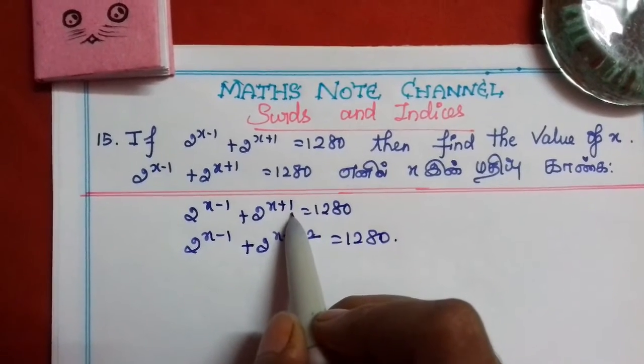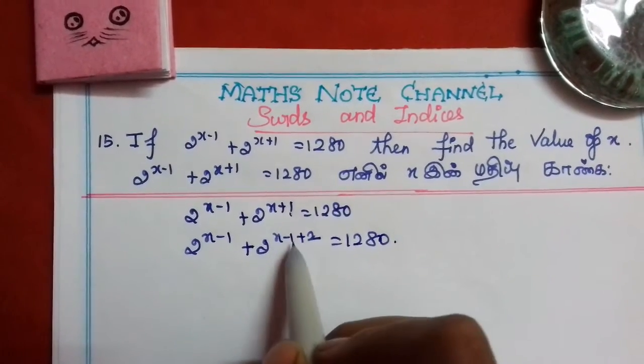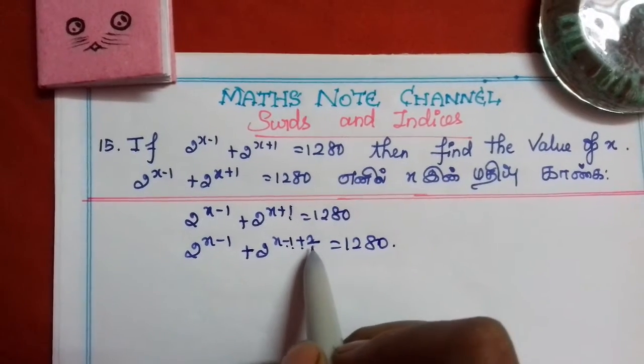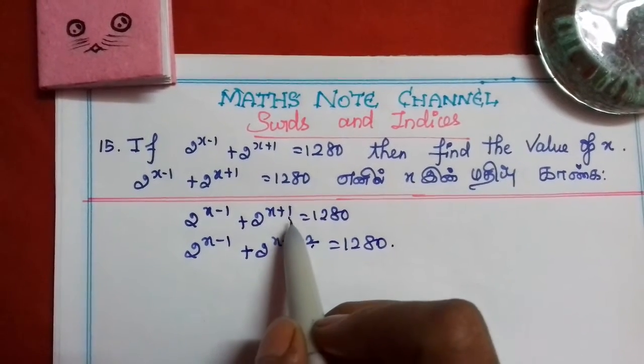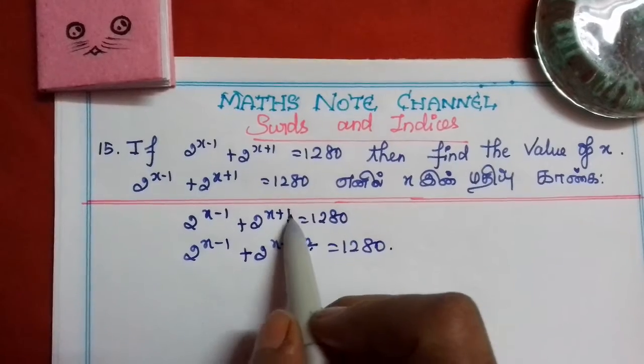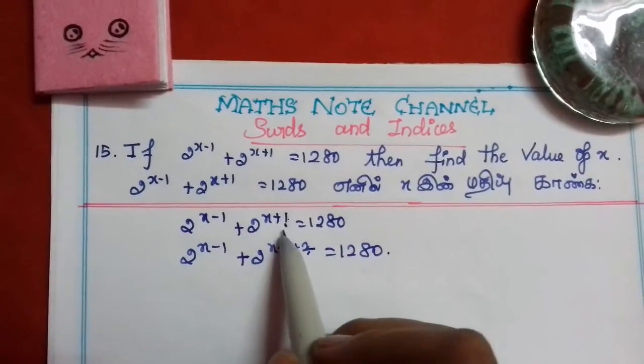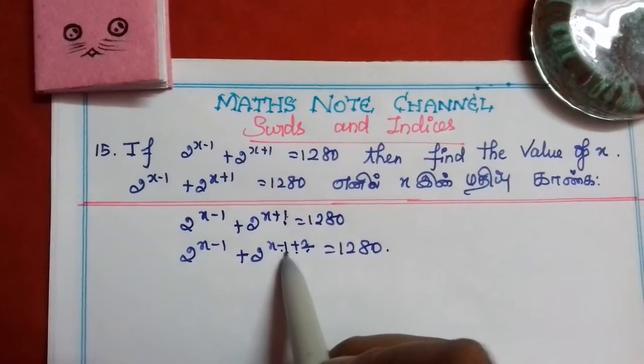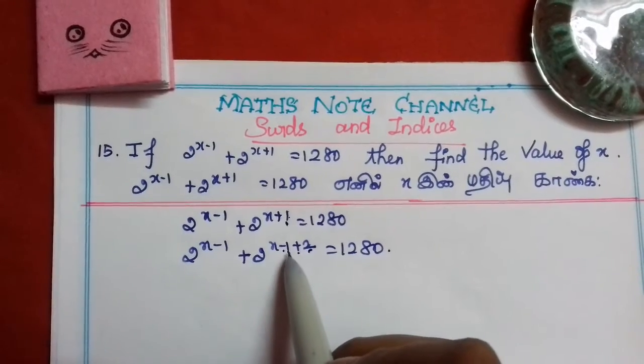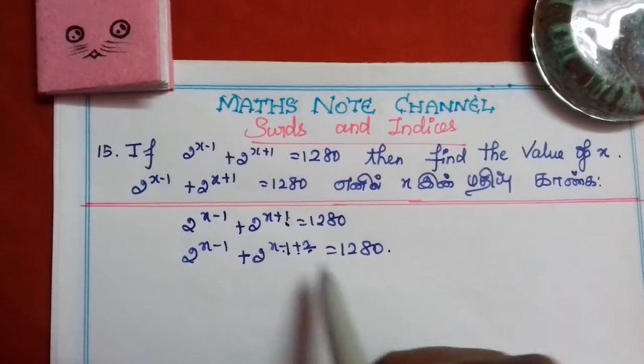I have written 2 power x plus 1 as 2 power x minus 1 plus 2, that is, instead of 1 I wrote minus 1 plus 2, because 2 minus 1 is equal to 1. It is reverse processing.